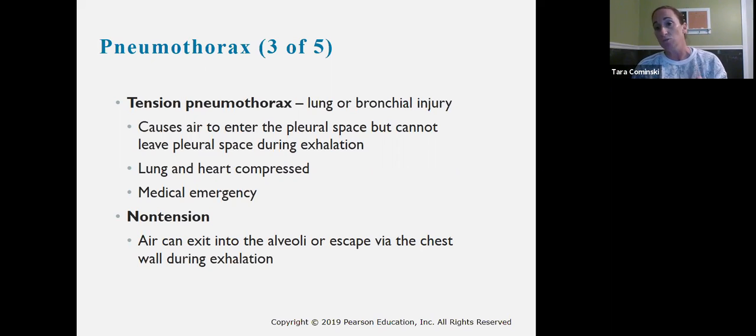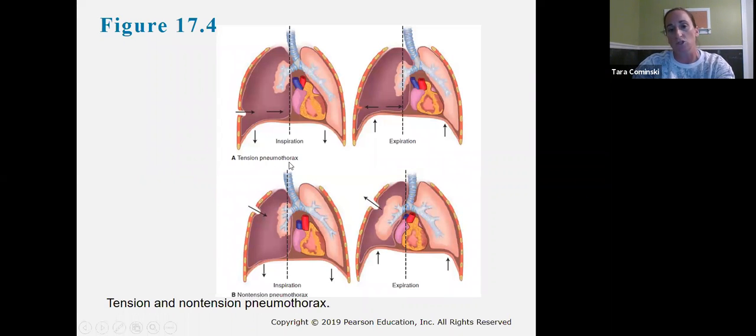In non-tension pneumothorax, and I'm gonna show you a picture in a second, air actually can exit during exhalation, okay? So if you look at this picture here, that's what this is showing you. Here's tension pneumothorax and non-tension. If I showed you this picture, I could ask you which one is an example of tension pneumothorax and which one is non-tension. We should be able to recognize that, okay?